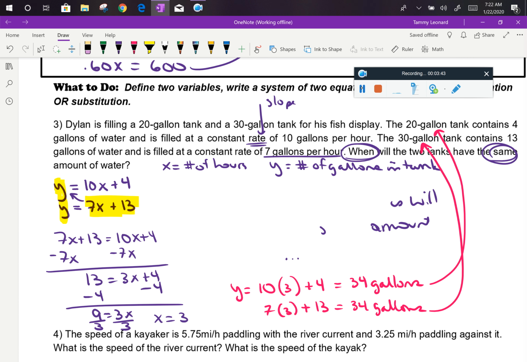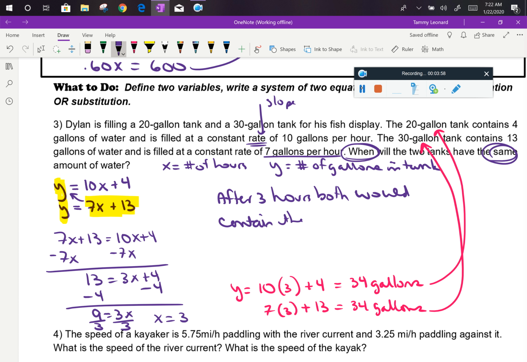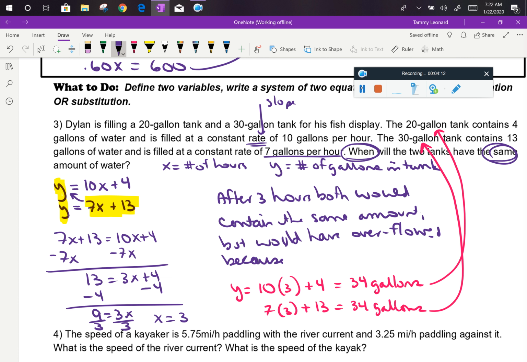So we have to take out our answer, and we have to say, after 3 hours, both would contain the same amount, but would be overflowing because 34 gallons is more than they can hold. So there's a bit of a trick to this particular question.